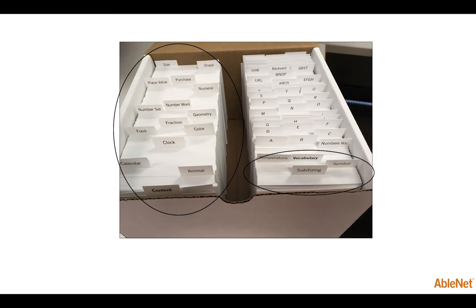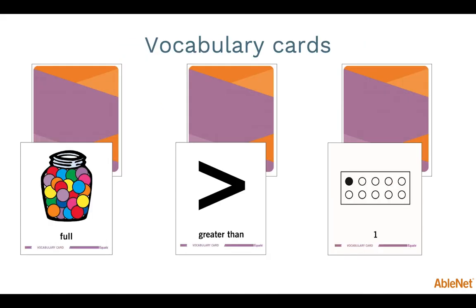Place the vocabulary tab behind the last content card category, which is temperature, on the right side of the box. Next, place the numbers vocabulary tab. Then place the single letter tabs in alphabetical order behind the numbers vocabulary tab. The vocabulary cards have a purple and orange back and have vocabulary card listed on the front.